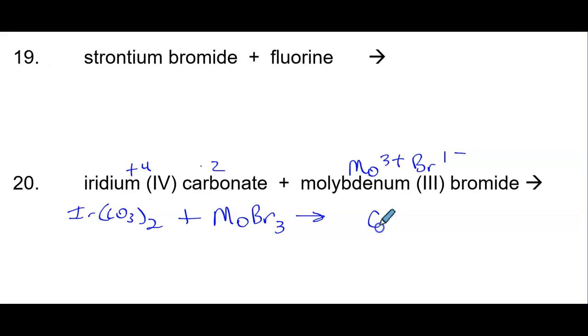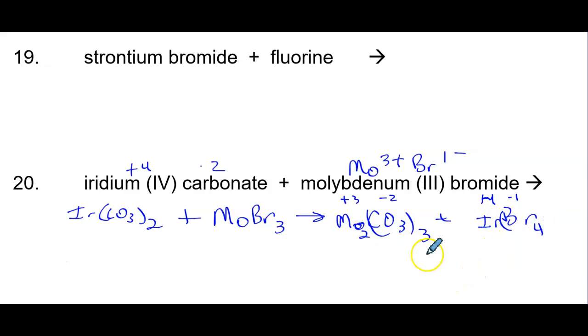So therefore I know I'm going to have CO3 and Br, I'm going to trade. So MO is going to go here, IR is going to go here. Think about their charges from the other side. So this is going to be 2, it's an O, and this is going to be 3. IR is a +4, Br is a -1. Oops, don't need parentheses. Just bring the 4 down, no parentheses. Okay, and then you need to balance it.